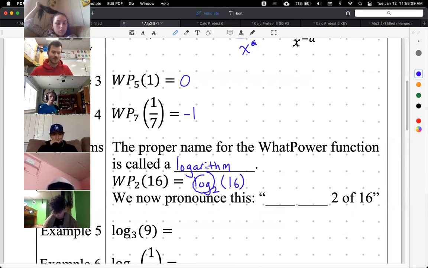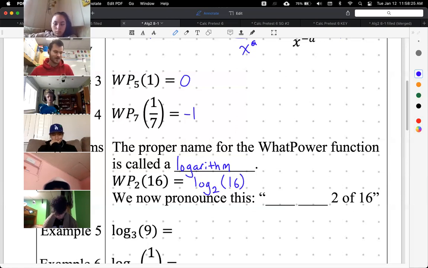I'll get your question in a second, Wyatt. Most people everywhere in textbooks and stuff say "log base 2 of 16 is what?" I don't think like that. I think, 2 to what power gives me 16? I always revert back to the what power function, and I want you to do it as well.